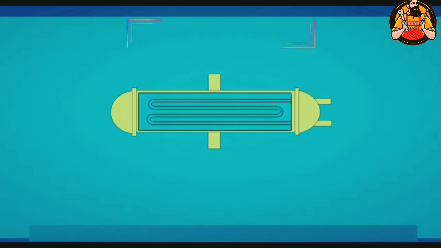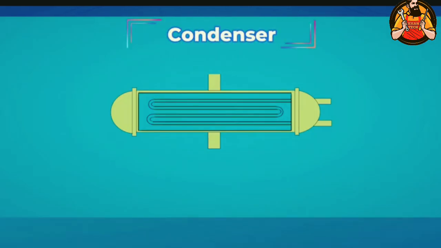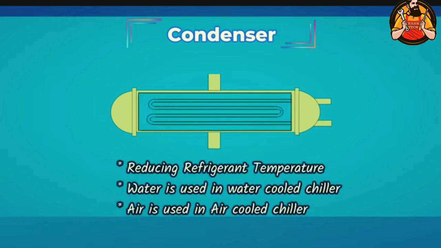Next, condenser. The important job of the condenser is to reduce the temperature of the refrigerant entering it. In a water-cooled chiller, we use water to reduce the temperature of the refrigerant. In an air-cooled chiller, we use air to reduce the temperature of the refrigerant.